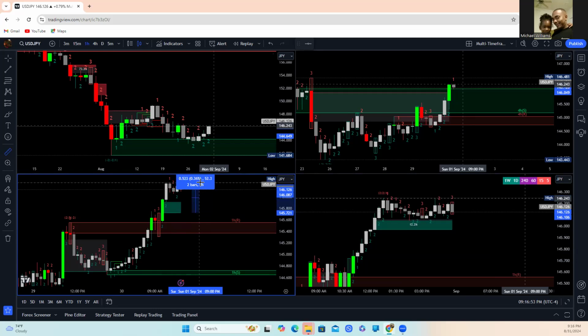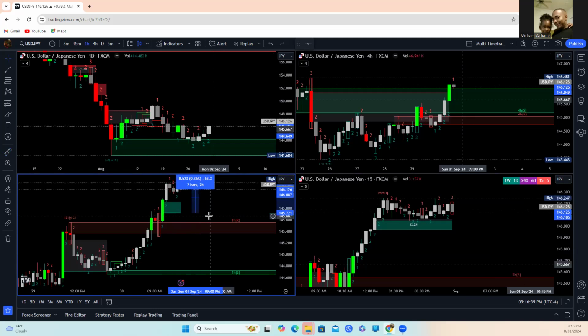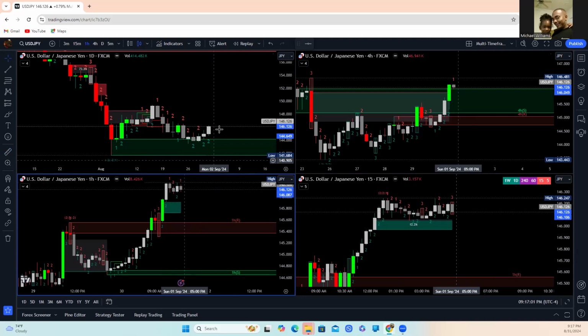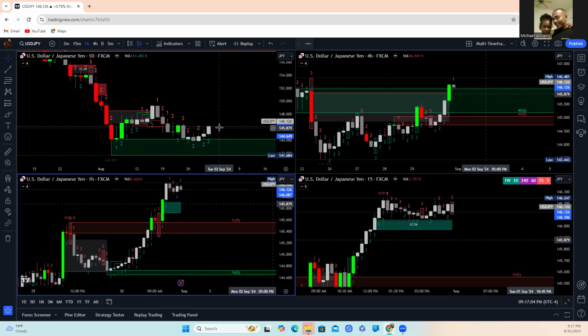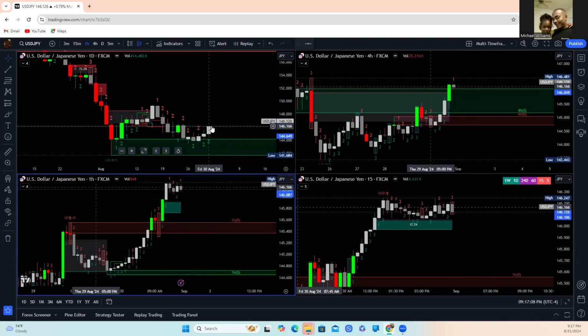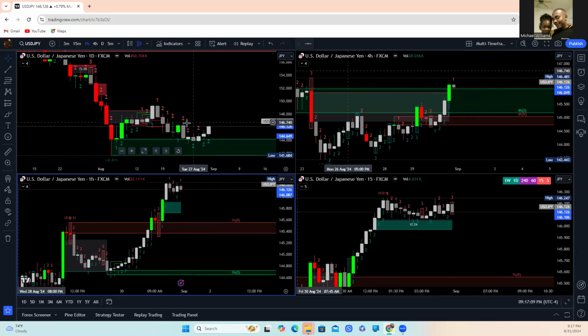Now you're looking at a 50 plus pip move. Now, here's what is bound to happen. With that move, once we get those highs from the other day, which is going to be this high, right? The high today, right? We can look to target these highs, right? Because that's the closest liquidity.